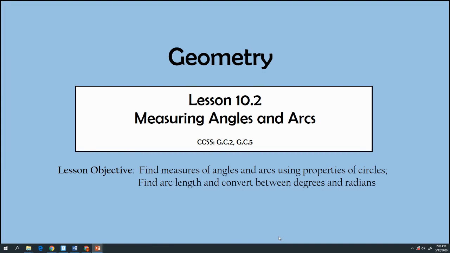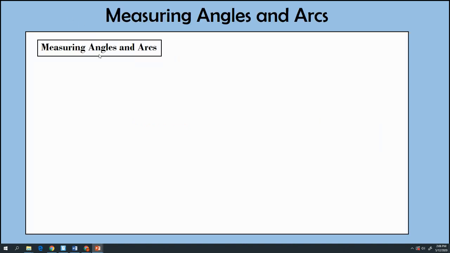Today we're going to start working lesson 10.2 on measuring angles and arcs related to circles. So we're going to find measures of angles and arcs using the properties of circles. We're going to work to find arc length, and we're going to work on converting between degrees and radians. That second concept is going to be more geared for tomorrow rather than what we're going to work on right now. Okay, so let's talk about measuring angles and arcs and how they relate to circles.